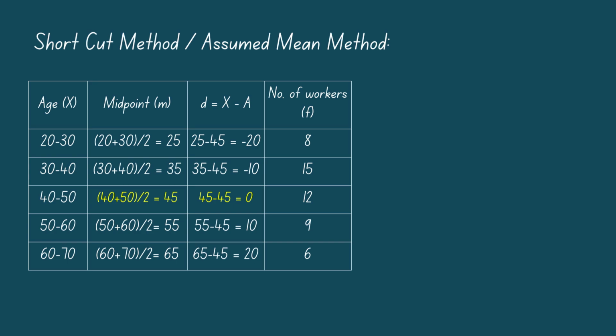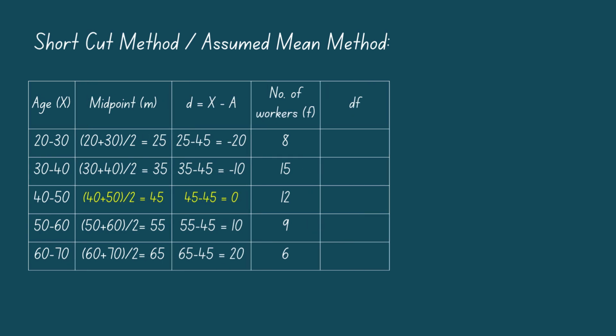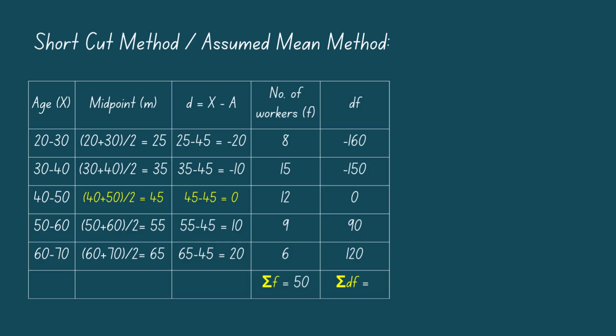And now we have to find the DF, difference into frequency. So minus 20 into 8, we have minus 160. Minus 10 into 15, minus 150. 0 into 12, which is 0. Then 10 into 9, 90. 20 into 6, 120. We have F, we have DF. Now we add all of them to find the sigma values. So we have sigma F is equal to 50 and sigma DF is equal to minus 100.